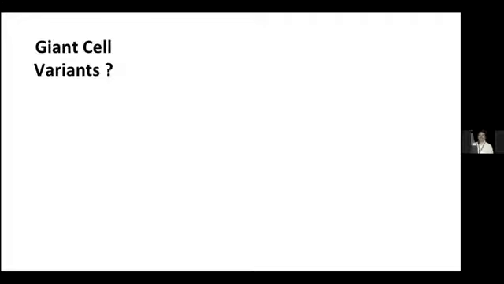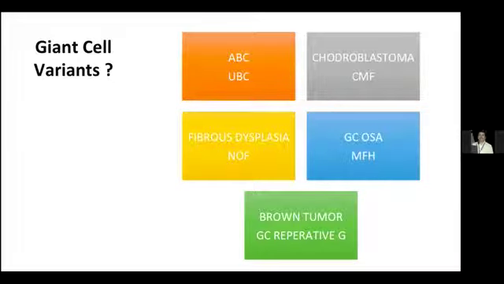So that's one way. And the other way is an easier way in which you have 2 cysts, the ABC and the UBC. We have 2 cartilage lesions, the chondroblastoma and the CMF. We have 2 fibrous lesions, the fibrous dysplasia and the non-ossifying fibroma. We have 2 malignant conditions, the giant cell osteosarcoma and the malignant fibrous histiocytoma. And we have 2 other lesions, the brown tumor and the giant cell reparative granuloma.